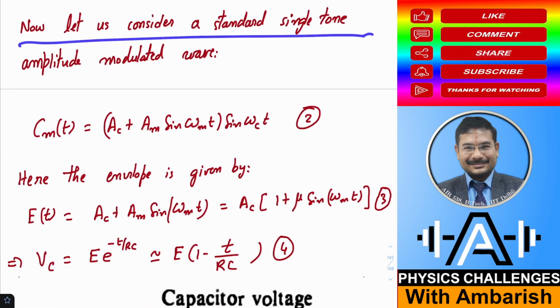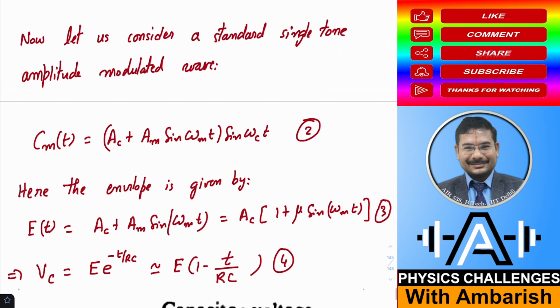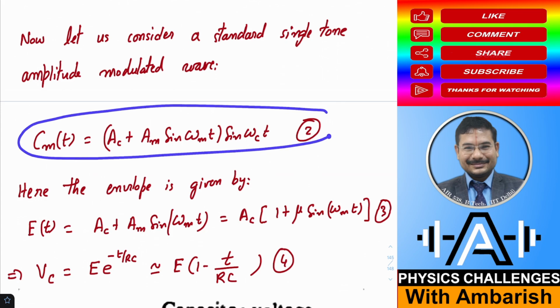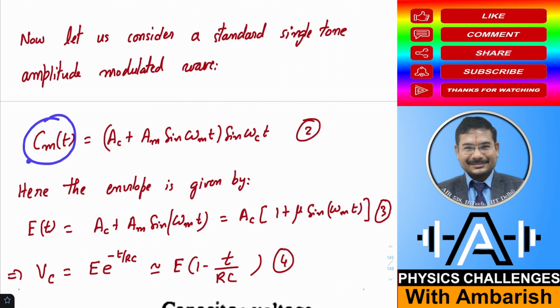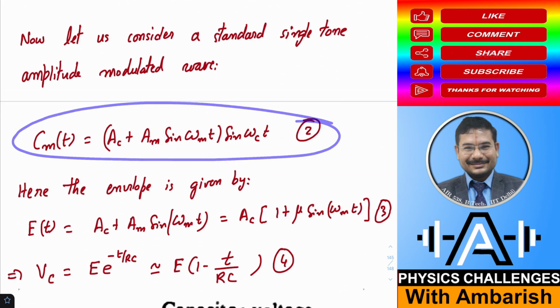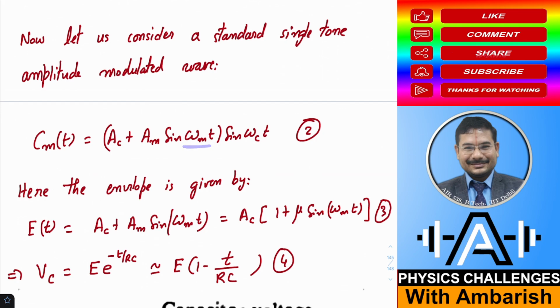Now let us consider a standard single tone amplitude modulated wave. You must have seen this equation in NCERT. It says that the amplitude modulated wave is the carrier amplitude plus the message amplitude times sine of omega m t, the whole thing times sine of omega carrier times t. This equation is directly reproduced from NCERT itself, and obviously this means that we have a message signal which has only one frequency, that is omega m. But that's not how signals generally are. When human beings speak, their voice has all kinds of frequencies, typically 1 kilohertz to 3 kilohertz, you can say.